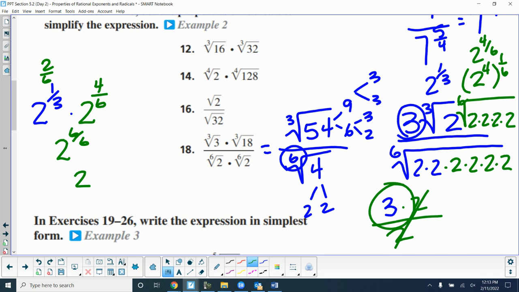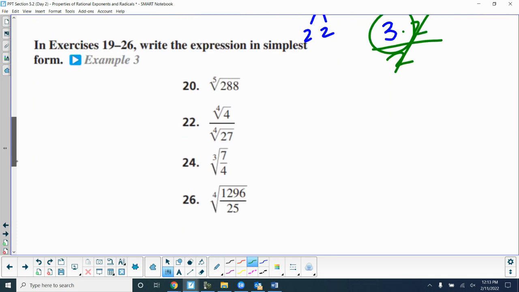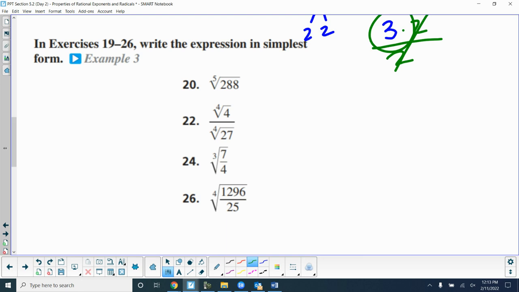Any of the others? Okay. Those. Number 20 is 2 times the 5th root of 9. 22 is 4 times the 4th root of 12 over 3. 24 is the 3rd root, or cube root, of 14 over 2. 26 is 6 times the 4th root of 5 over 5. Any of those? Okay.